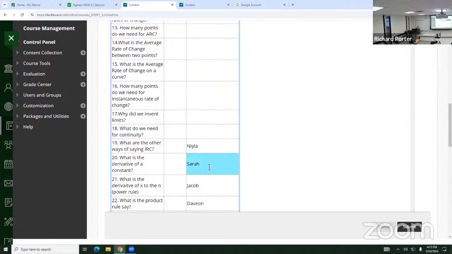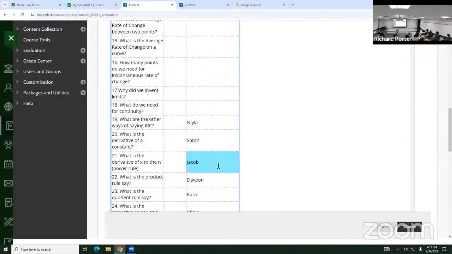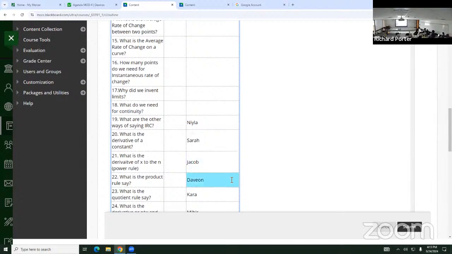Okay, Sarah, what's the derivative of a constant? Oh, hard one. Okay, Jacob. What's the derivative of x to the nth power? X to the n minus 1. Something in front of it. That's nx to the n minus 1. Okay, Davon, what does the product rule say?